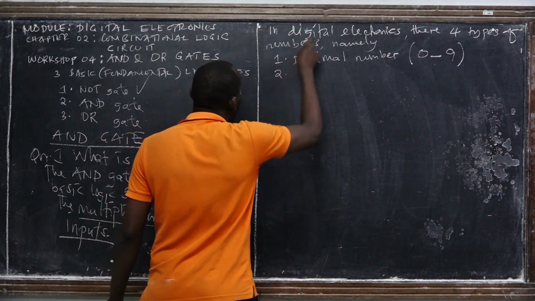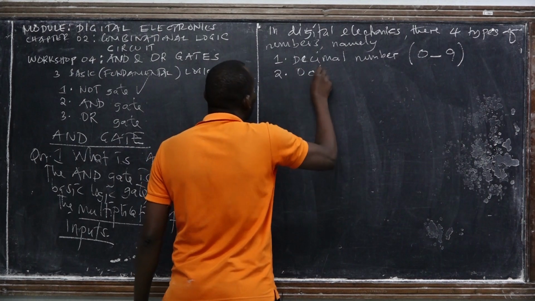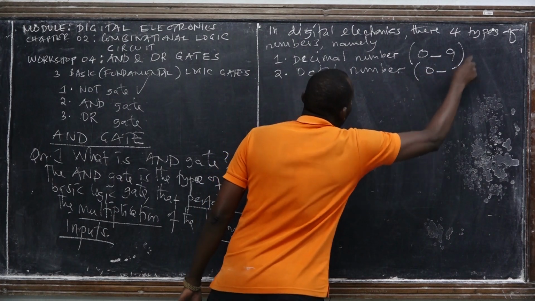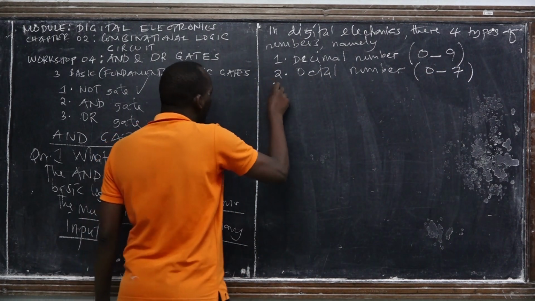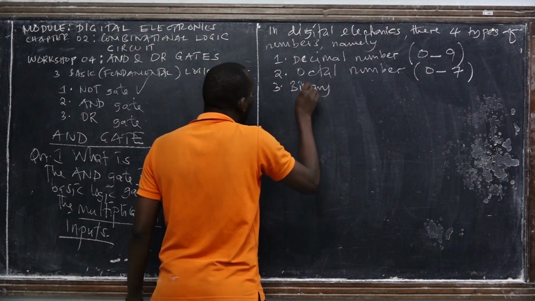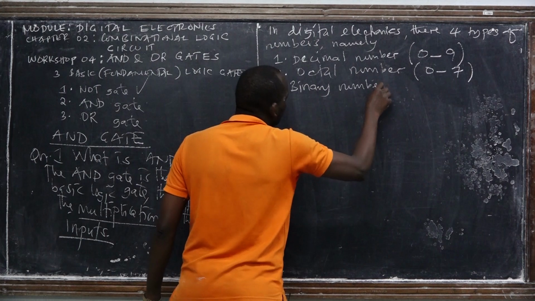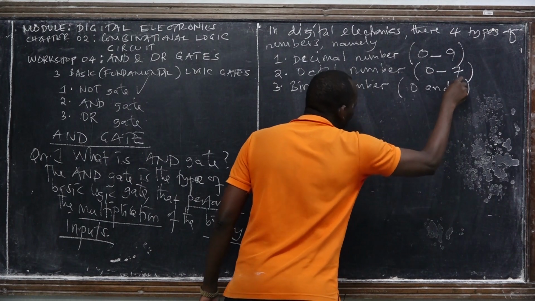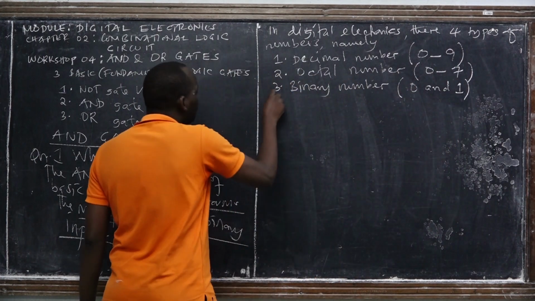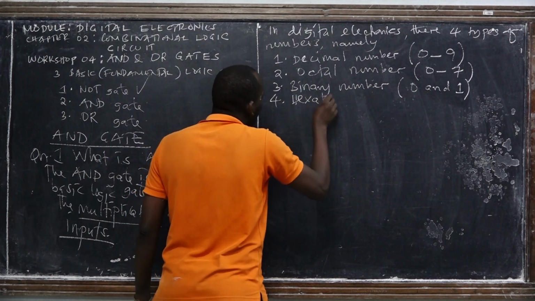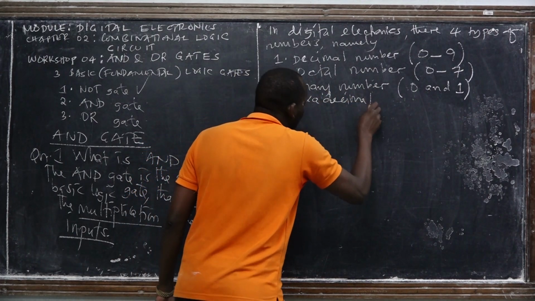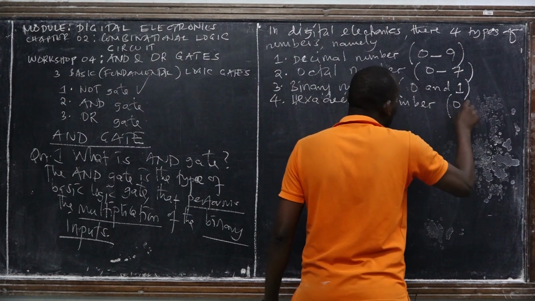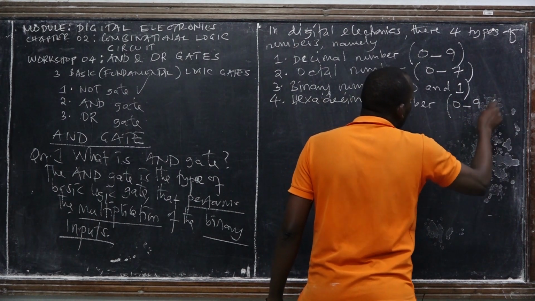The second type of number that we have in digital electronics, we call the octal number. Say octal number. The octal number is 0 to 7. Then the third one we call the binary number. Say binary number. The binary number is just 0 and 1. Wonderful, so few but powerful. Then the fourth one we call hexadecimal. Say hexadecimal number. The hexadecimal number is 0 to 9, and then the other ones from A to F.